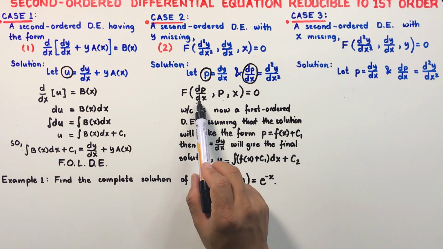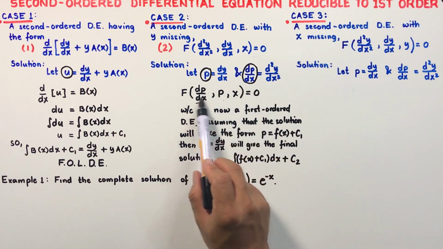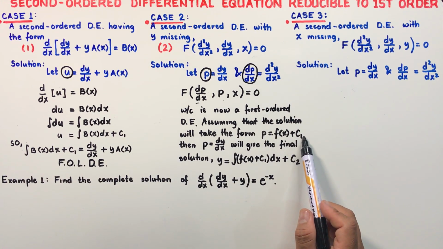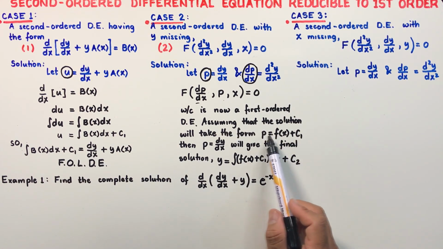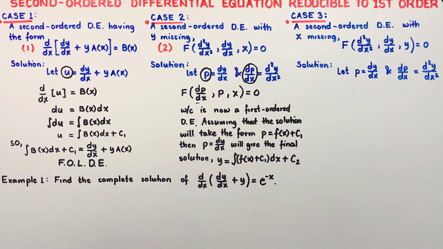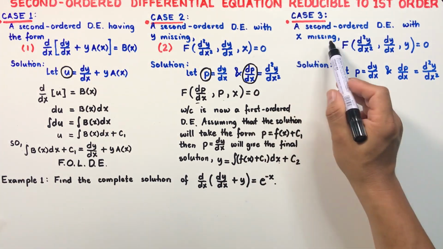Because when you solve this first-order differential equation, you are integrating and the result contains the first arbitrary constant. But remember that our p is originally a first derivative. So you also need to integrate again for the second time and obtain the second arbitrary constant. Now let's proceed to case number 3. A second-order differential equation with x missing.